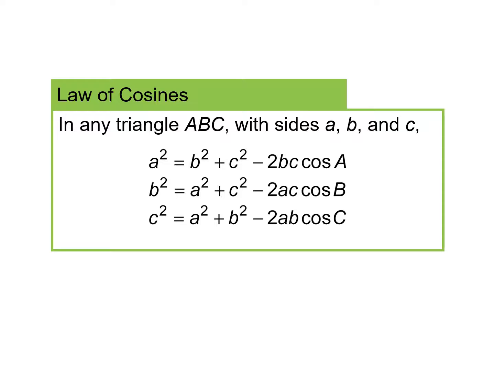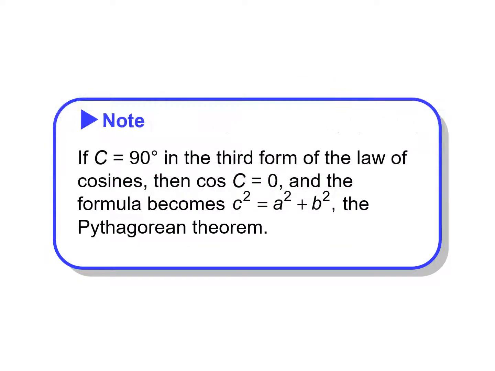So it turns out the law of cosines says in any triangle ABC with sides a, b, c, a squared is equal to b squared plus c squared minus 2bc times the cosine of A. And similarly for b squared and c squared. The squared side corresponds to the cosine of that angle. If C is 90 degrees in the third form of the law, then cosine of C is 0, and we get c squared is a squared plus b squared, but that's just Pythagoras' theorem, which we've been using for years.